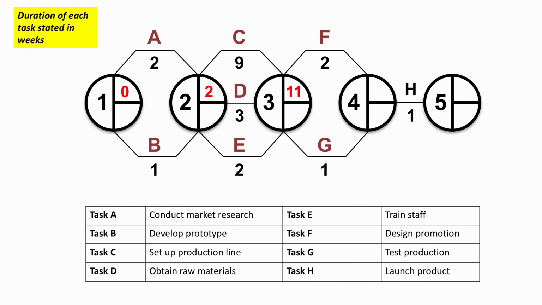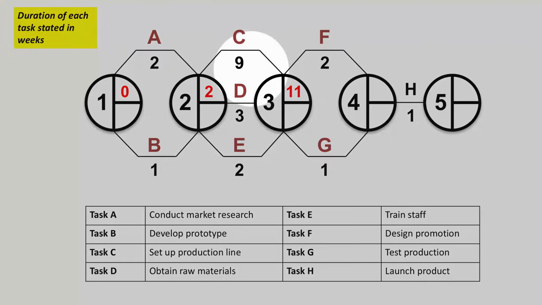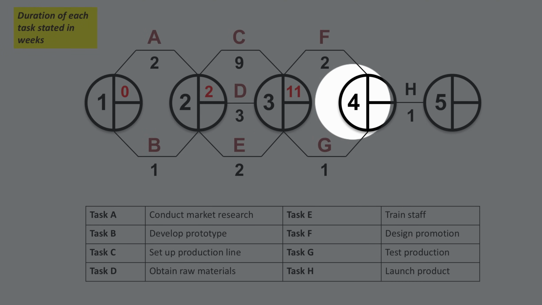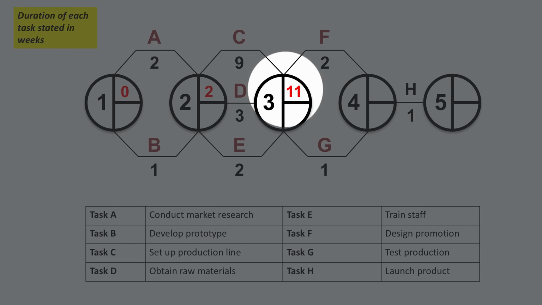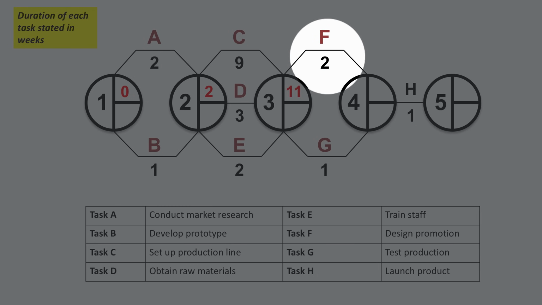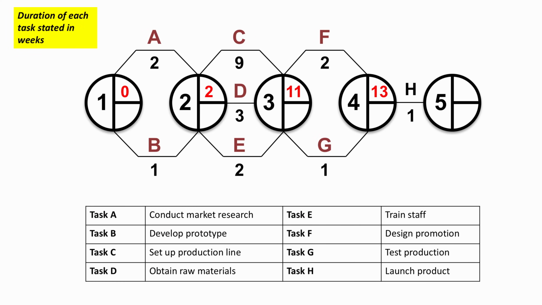Similarly, for node 4, to arrive at node 4, we have to wait for 2 more activities to be finished, F and G. But of course we'll have to wait longer for F to finish. So the EST of node 4 must be 11, plus the longest activity, in this case it's F, 11 plus 2 is 13. There is only one activity that follows node 4, which is H. In this case, launching the product, it takes 1 week. Therefore, the completion time for the project, the longest time of the project, is 14 weeks.